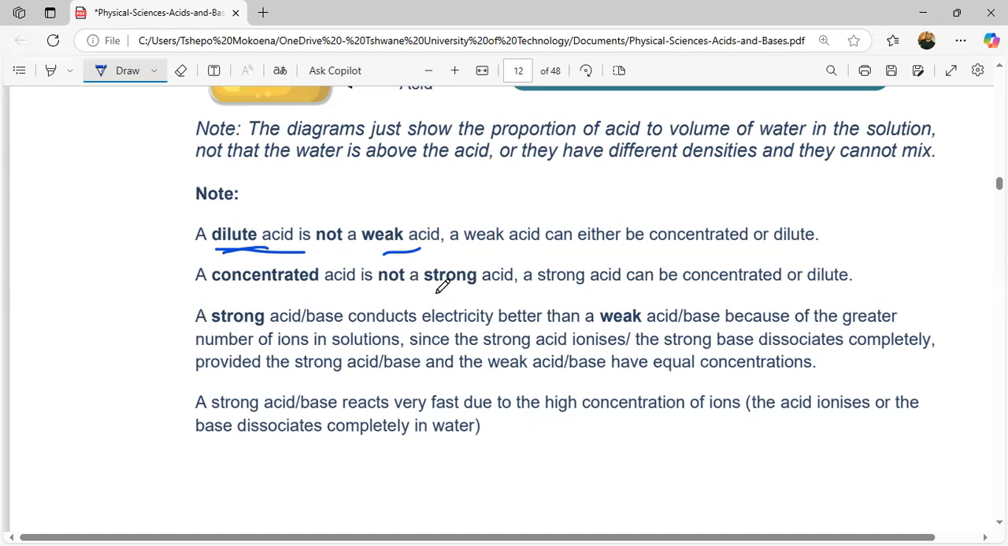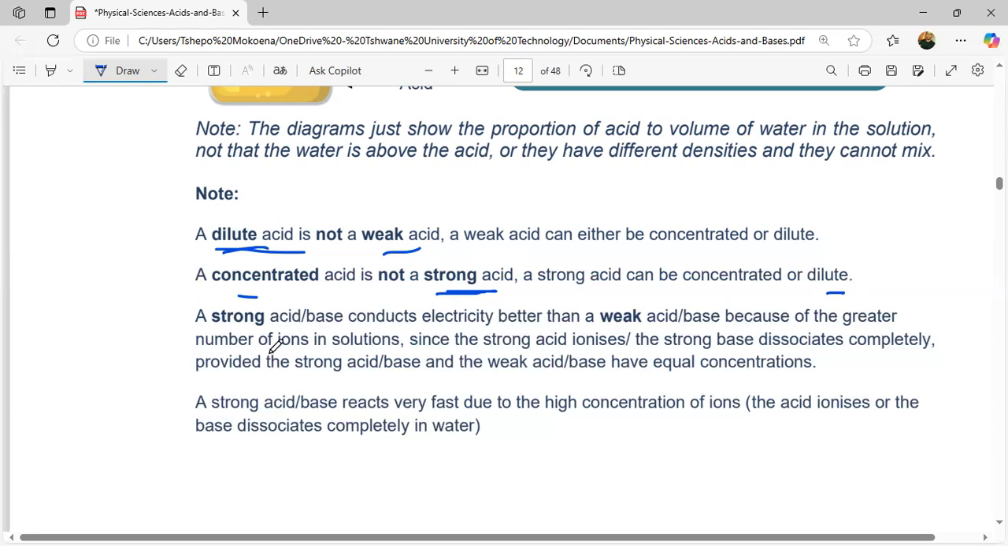A strong base, a strong acid, you say it is strong because it is concentrated? No, you are lying. A strong acid is a strong acid because it is strong, not because it is concentrated. Because a strong acid can be concentrated, a strong acid can be diluted. Okay, don't confuse these terminologies.